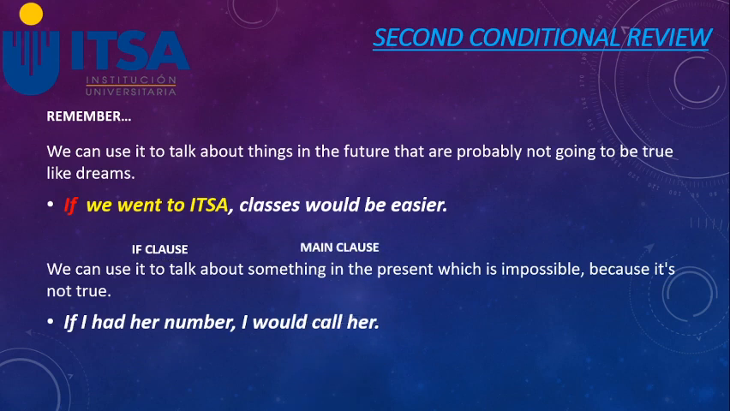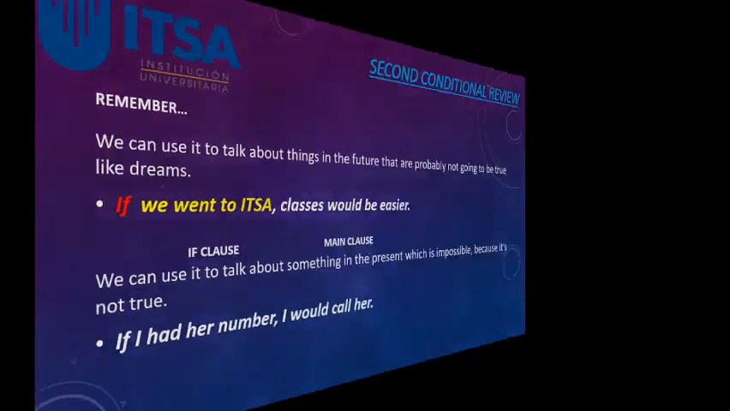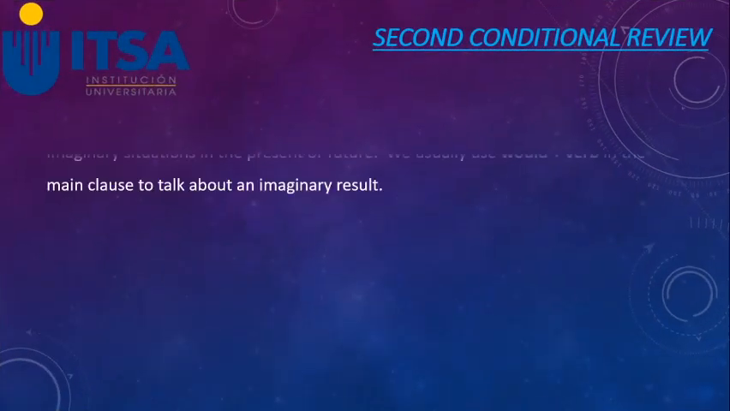Here we have the if clause that, remember, is in simple past. If we went, if I had her number, and the main clause or result is would plus the verb. Classes would be easier. I would call her. I can use also some modal verbs like might or could to create the main clause. Let's practice a little.